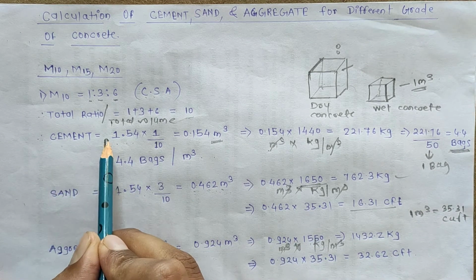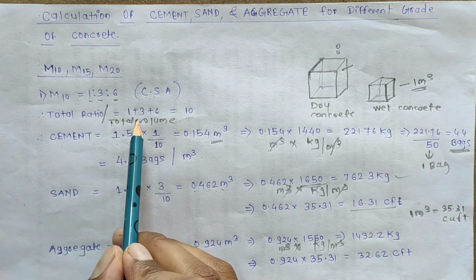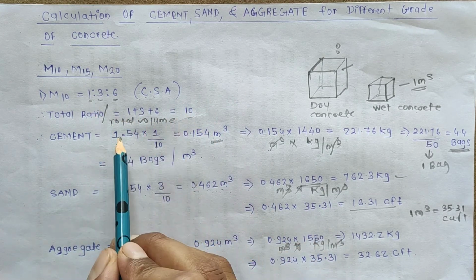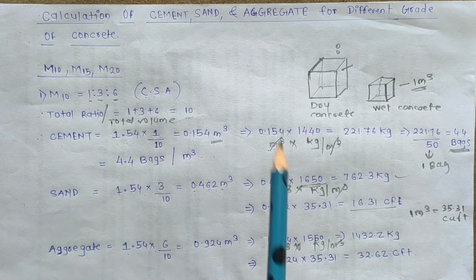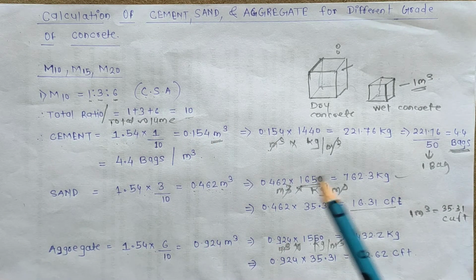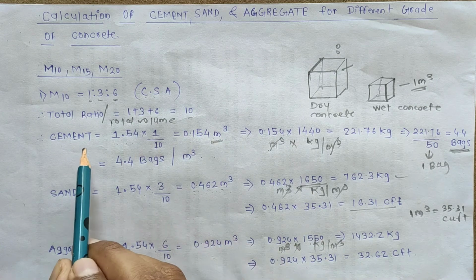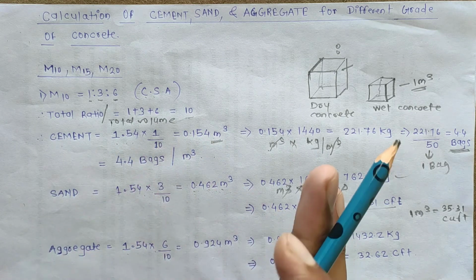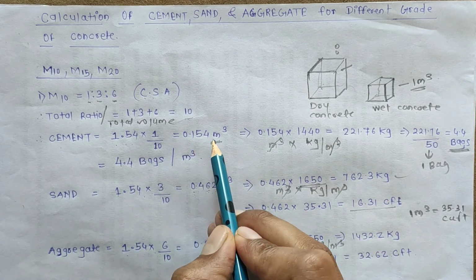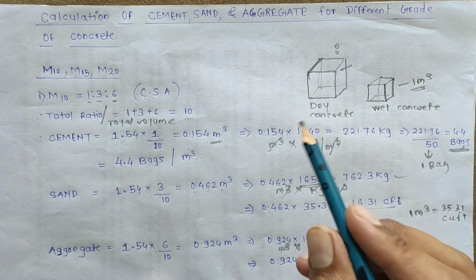तो सीमेंट के लिए हम क्या करेंगे, 1.54 इंटू दी रेशियो ऑफ द कंटेंट ऑफ सीमेंट इज 1 आउट ऑफ द 10. सो हमने यहाँ पे 1.54 इंटू 1/10 किया है, हमें यहाँ पे 0.154 मीटर क्यूब मिला है आंसर. अभी जो सीमेंट है उसको हम ऑर्डर करने वाले हैं इन टर्म्स ऑफ नंबर ऑफ बैग्स. तो हमें सबसे पहले हाउ मच केजी ऑफ सीमेंट रिक्वायर्ड है M10 में वो निकालना पड़ेगा. तो उसके लिए हमें 0.154 जो मीटर क्यूब में आया है उसको हमें केजी में कन्वर्ट करना पड़ेगा.